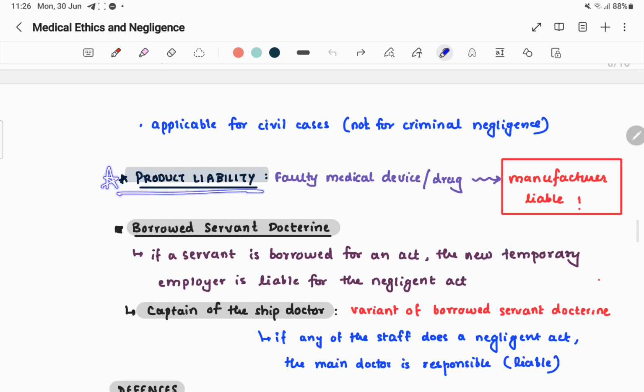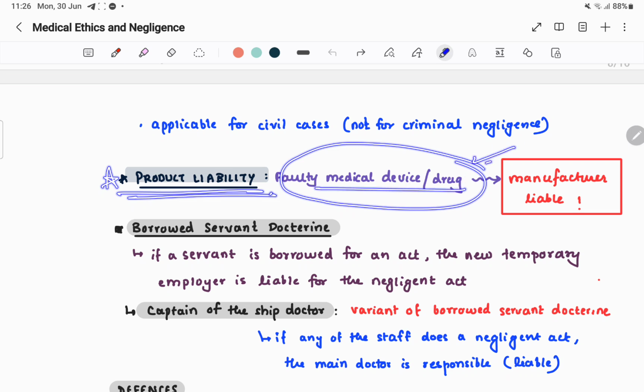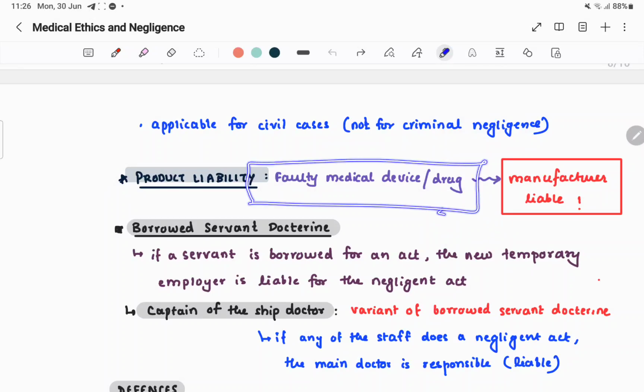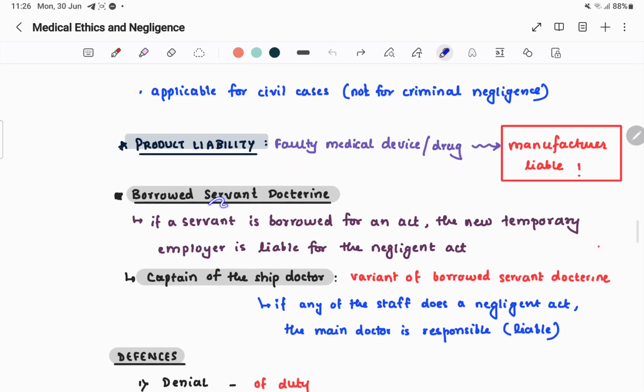Product liability means a faulty medical device or drug. If you are inserting a Foley's catheter and, for some reason, the person suffers trauma, and you check the catheter and find there is a problem in the catheter, will you be responsible? No, the manufacturer will be responsible. The manufacturer will be liable, right?